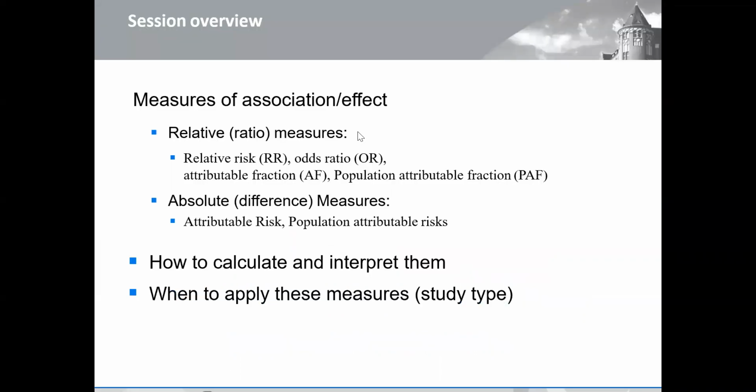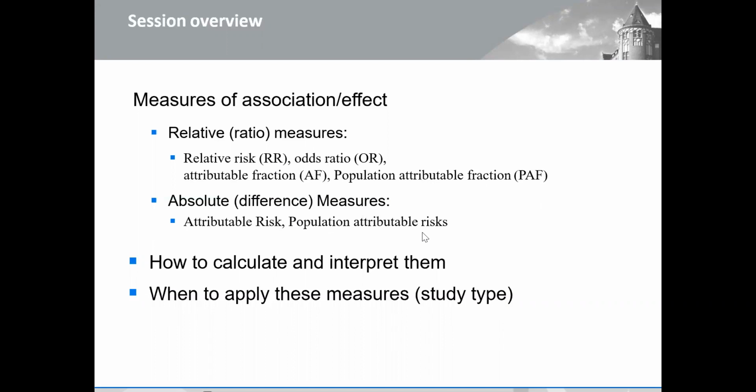In the first lecture, we discussed the relative risk and odds ratio measures. Relative risk is used for cohort studies, but odds ratio we use for case control studies. We discussed the formulas on how we calculated these in the previous lecture. Today, we are going to discuss the attributable fraction and population attributable fraction, then attributable risk and population attributable risk.